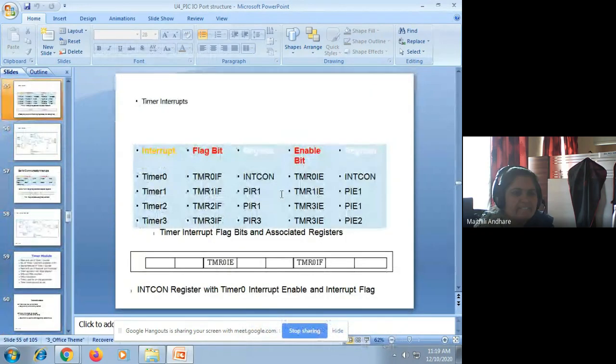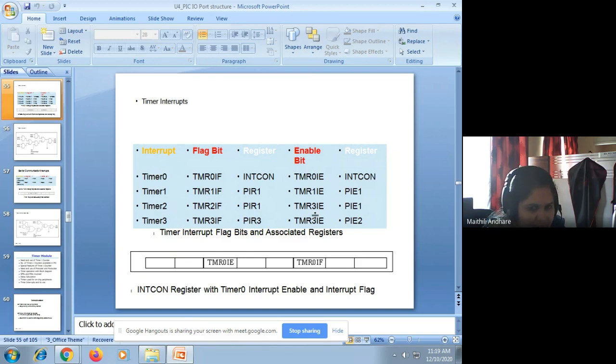So see, these are the interrupt bits associated with each peripheral. Now see, if it is timer 0, TMR0IF, TMR0IE, means for timer 0, how many bits are there here? Two bits, and one more bit is TMR0IP, the priority bit. Okay. Then timer 1, TMR1IF, flag bit, and enable bit.